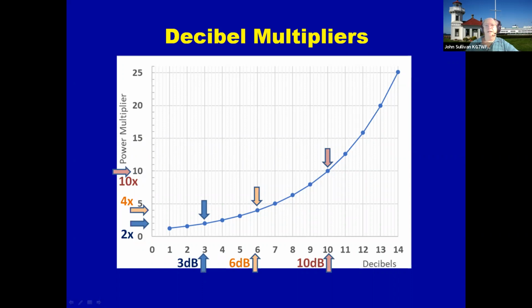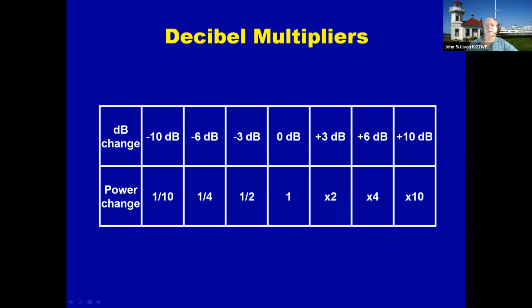10 dB is 10 times. The ones you need to know are 3, 6, and 10. That's all it'll be on the test. 3 is doubling, 6 is quadrupling, and 10 is 10 times, or a half, or a fourth, or a tenth if it's going minus. That's all you need to know about decibels for the exam. And here's the example. You can see plus 3 is doubling, plus 6 is quadrupling, plus 10 is 10 times. Minus 3 is a half, minus 6 is a quarter, minus 10 is a tenth. That's all you need to know for the exam.